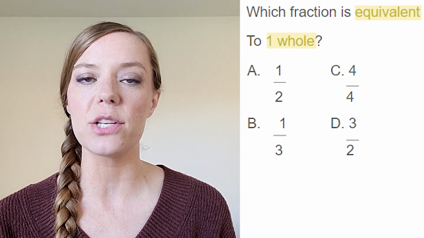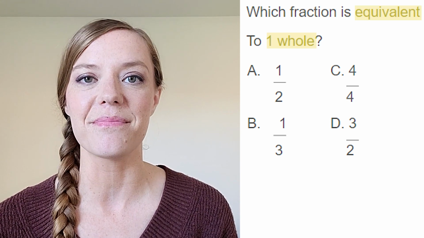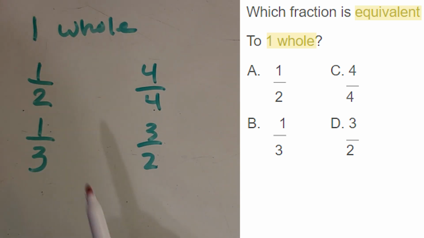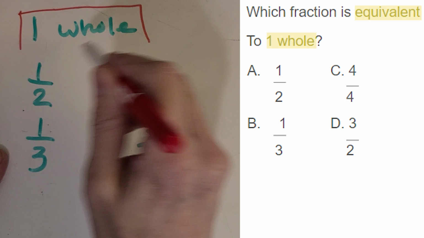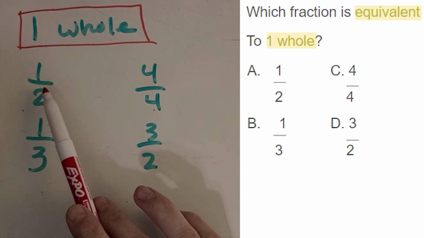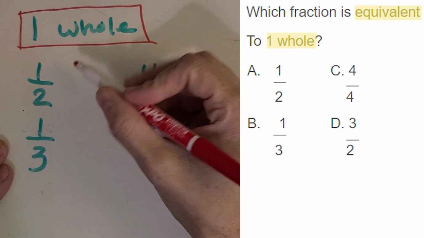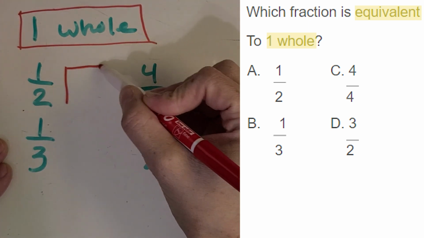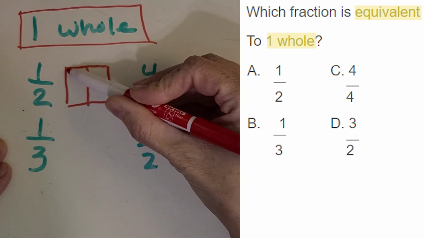If you want to use scratch paper or a whiteboard to help you solve it along with me, you can. All right, so I wrote down all of my fractions that are the answer choices and one whole, so I remember what I'm trying to find that equals that. And so I think a good way to do this would be to take each fraction and draw a quick picture of it. So if I have half of something, I'll draw a rectangle and I'm going to shade in half of it.